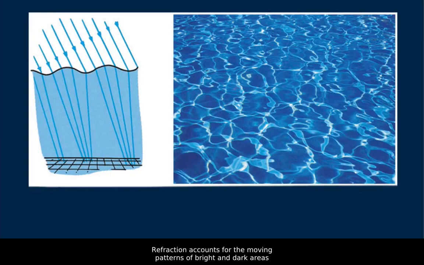Refraction accounts for the moving patterns of bright and dark areas at the bottom of a swimming pool. Parallel rays of sunlight on the pool become non-parallel when refracting from an uneven, bumpy water surface. Just as we see the pool bottom shimmering, a fish looking upward at the sun would see the sun also shimmering. Because of similar irregularities in the atmosphere, we see the stars twinkle. Refraction is yum physics.